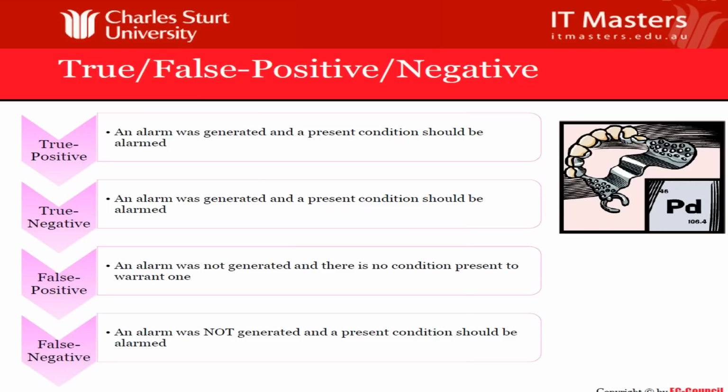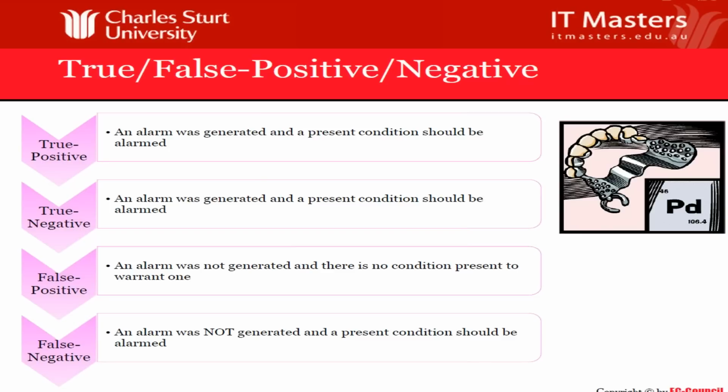So what are true, false, positive and negative alarms? True positive is when an alarm is generated and a present condition warrants it. There is an alarm, it's true, and it's positive. True negative is when no alarm is generated and no condition is present. False positive is when an alarm was generated but there is no condition present to warrant the alarm, so it's wrong and it's not even a virus, just ignore. False negative is when an alarm was not generated and a present condition should be alarmed.